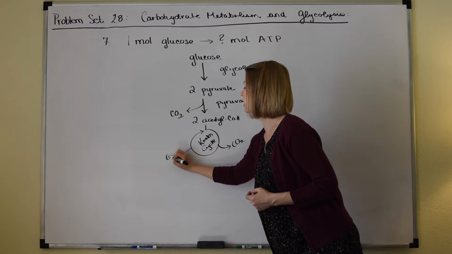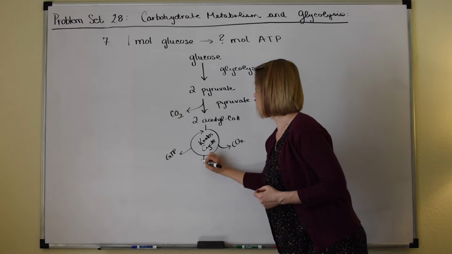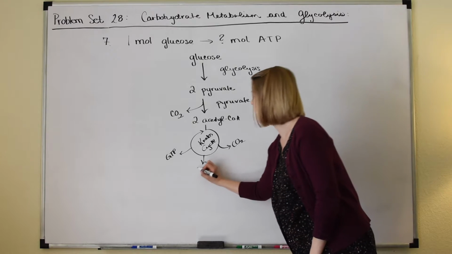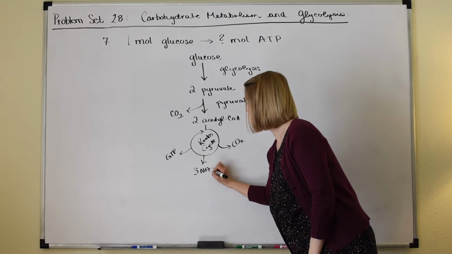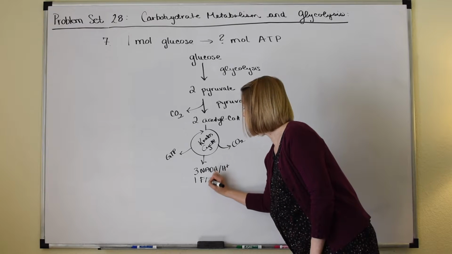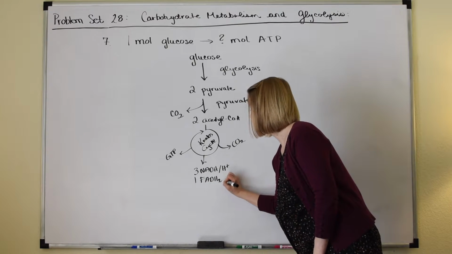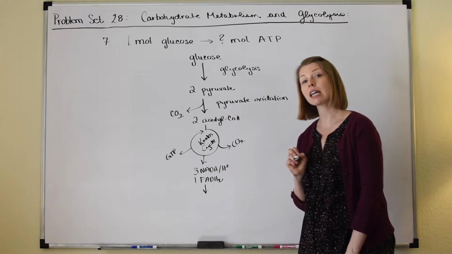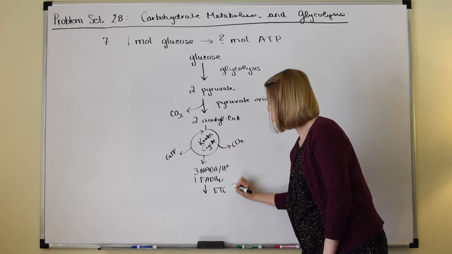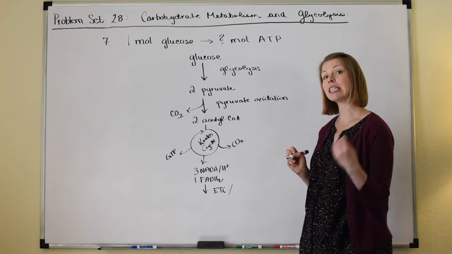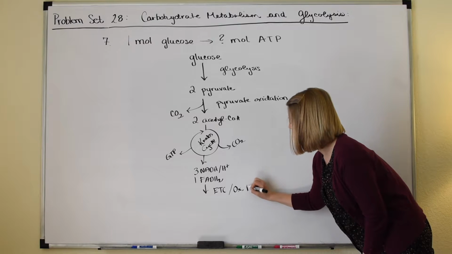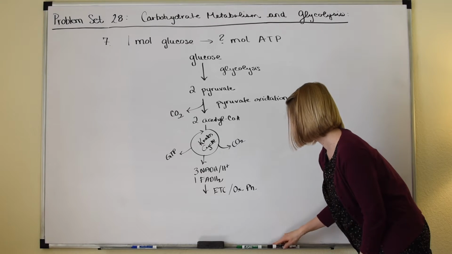We're going to get some GTP, and from that oxidation we get reduced coenzymes, 3 NADH, H+, and 1 FADH2. Those are going to be reoxidized in the electron transport chain, which is going to provide the energy needed for oxidative phosphorylation. So I'm going to write OX for oxidative phosphorylation.